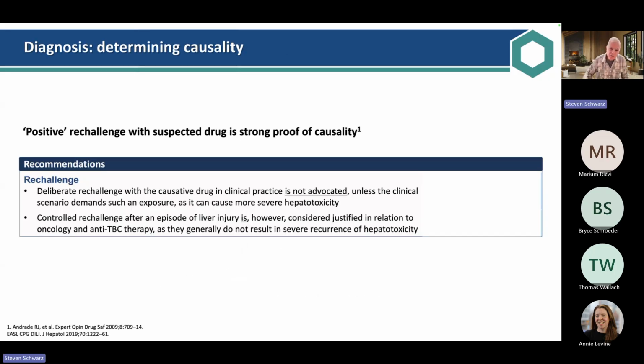So if you have a patient who you suspect with a drug-induced liver injury, should we re-challenge them, particularly if the patient is on a drug that is required or preferential for the treatment of their disorder? Well, recommendations, and this again is from the AASLD, deliberate re-challenge with a causative drug in clinical practice is not advocated unless the clinical scenario demands such an exposure.